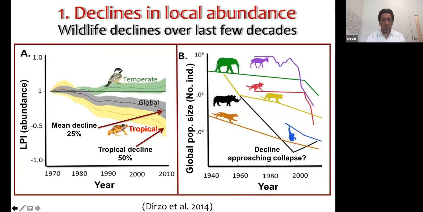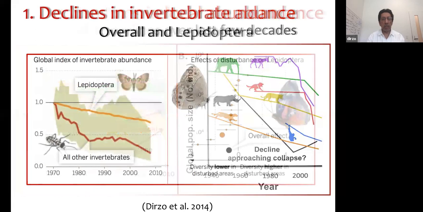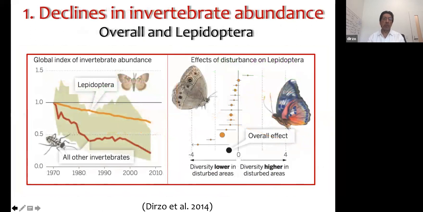In this study that we published in 2014 about the situation of animal life, we also had an opportunity to look at the declines in invertebrate abundance. Here I'm sharing with you this figure that shows on the left panel the global situation of invertebrate abundance, again using the LPI. You can see in the trends for all invertebrates, that brown line moving along the x-axis on the left-hand side panel, that the situation of invertebrates is also very, very dramatic.